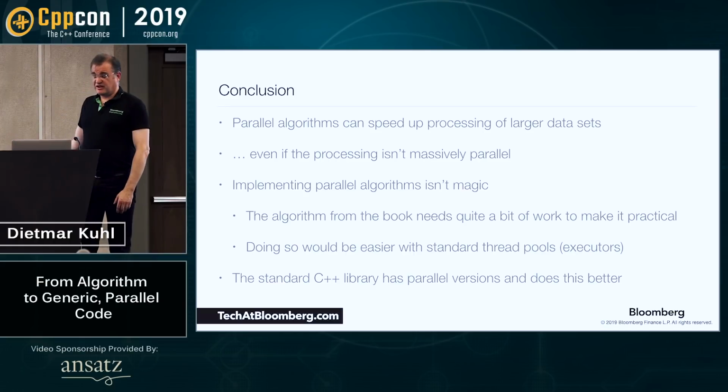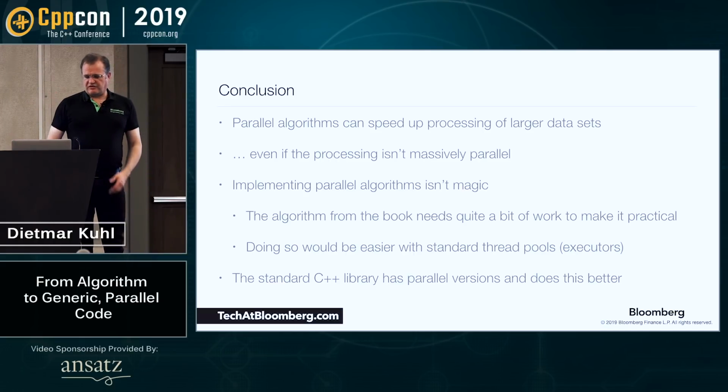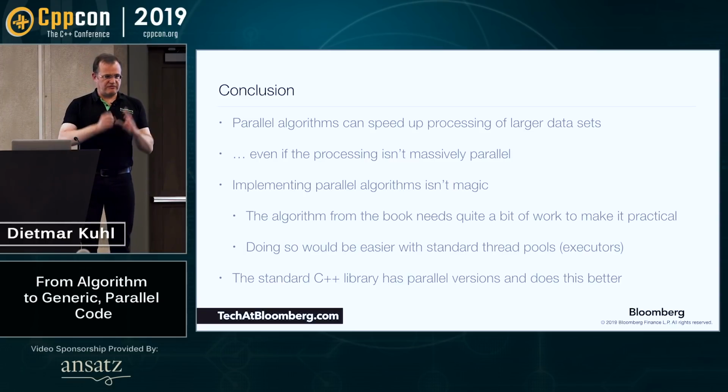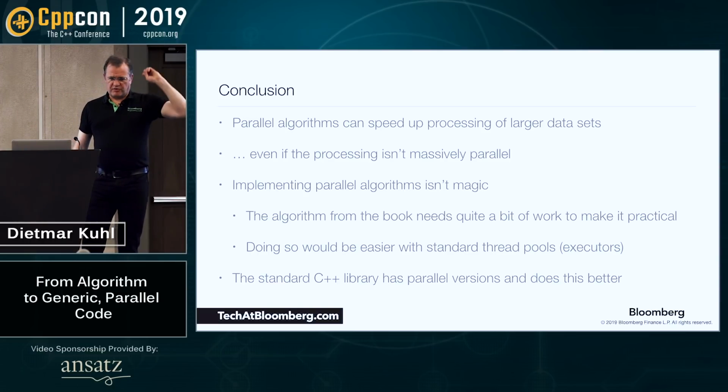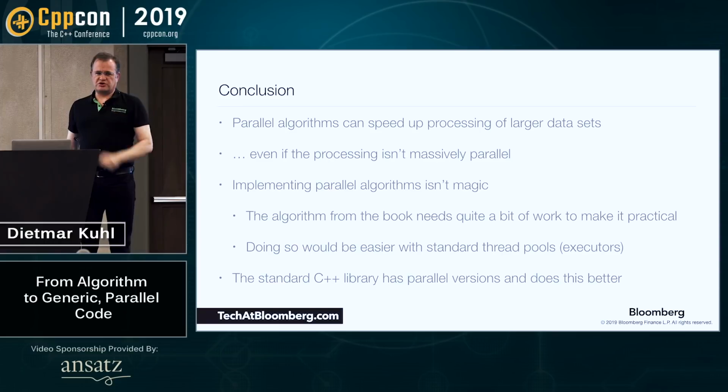And then the other thing is, all of that would be, I think, easier if we had decent thread pools. But in any case, you would want to use the standard C++ library versions of algorithms which are there. And the nice thing is, if you're already using algorithms, making them parallel just amounts to plunking in an execution policy and trying it with that. Okay, thank you very much.